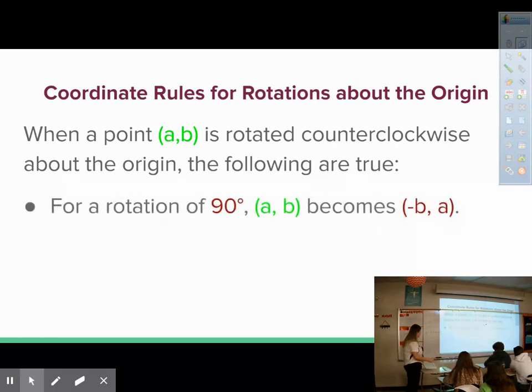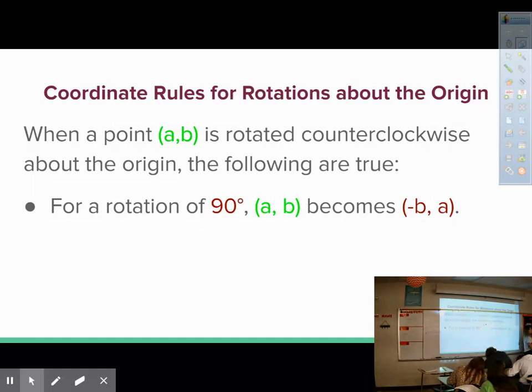All right, so for a 90 degree rotation, (a, b) becomes (opposite of b, a). So you need to fill that in over there on teacher notes, where it gives the rules. So for a 90-degree rotation, it becomes (opposite of b, comma, a). So that's what needs to go on that line.